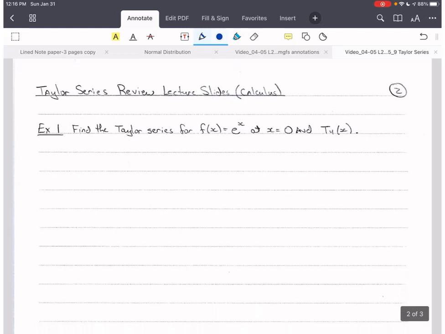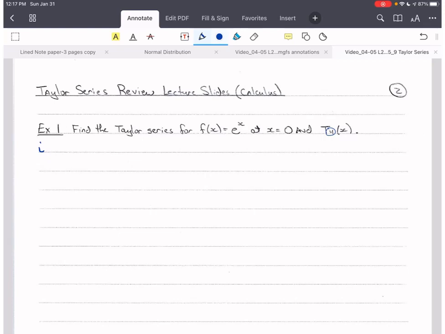Now, let's do an example. Okay, so this is example 1. We want to find the Taylor series for f of x equals e to the x at x equals 0, and we want to find T4 of x, so the fourth degree Taylor polynomial. Okay? Now, for this first portion, I'm going to make a table.